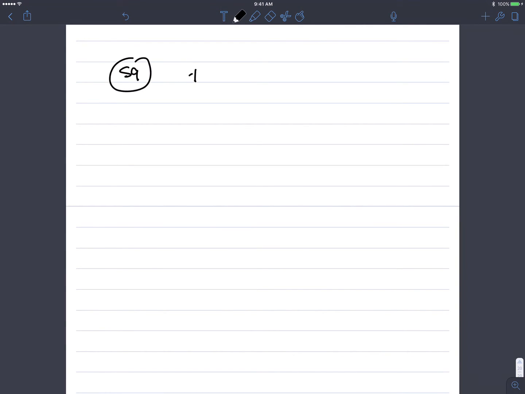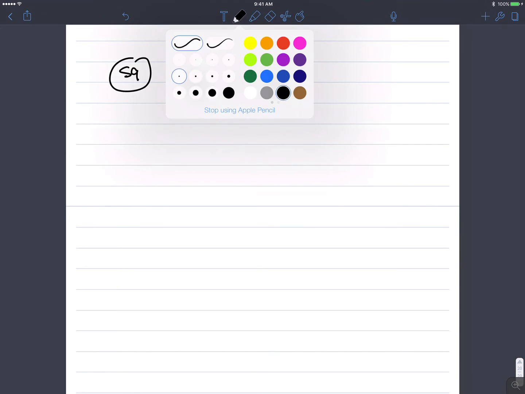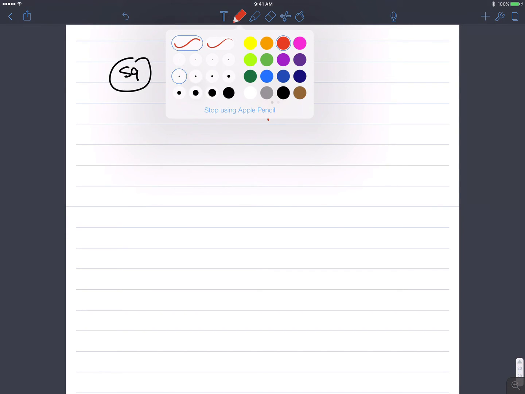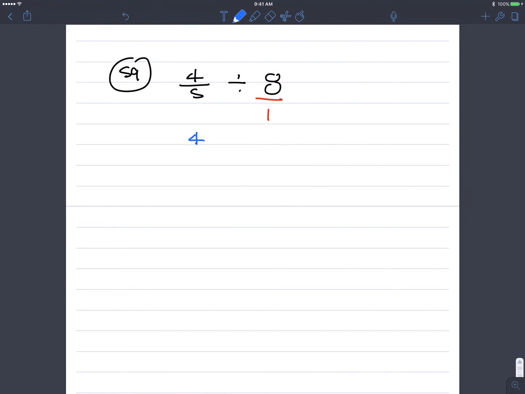4/5 divided by 8. Now, we could do the same thing. We write our whole number 8 as a fraction, 8 over 1. So we really have 4/5 divided by 8 over 1. Remember, keep the first fraction the same, flip the second fraction over, and multiply.